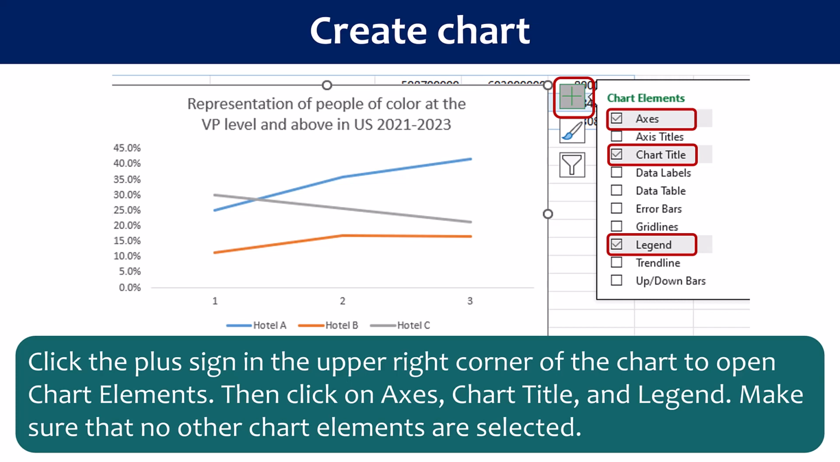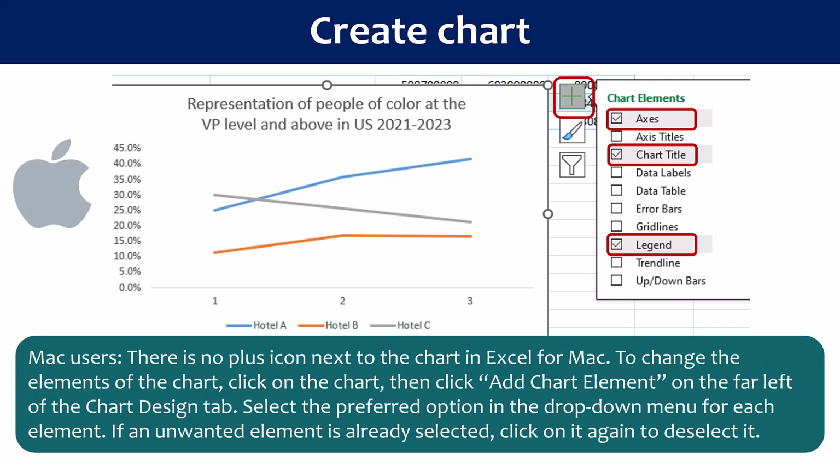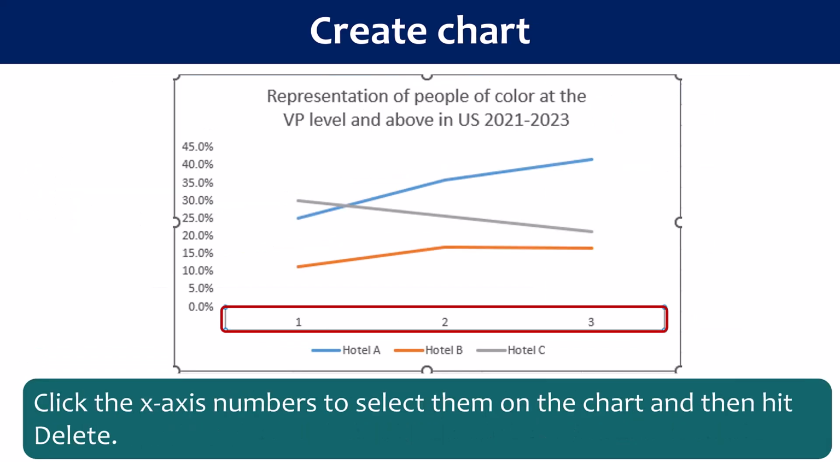For Mac users, you have a slightly different process. There is no plus icon next to the chart in Excel for Mac. To change the elements of the chart, click on the chart, then click Add Chart Element on the far left of the Chart Design tab. Select the preferred option in the drop-down menu for each element. If an unwanted element is already selected, click on it again to deselect it. Click the X-axis numbers to select them on the chart and then hit Delete.